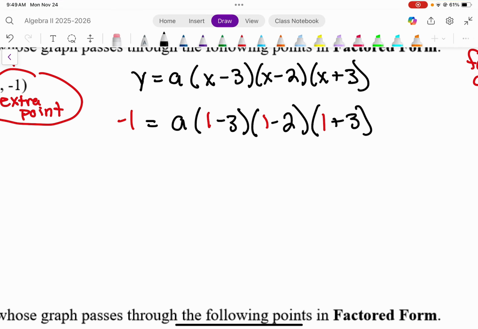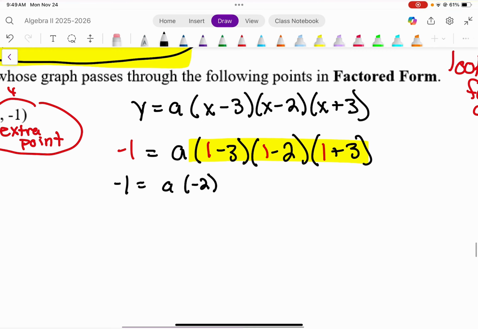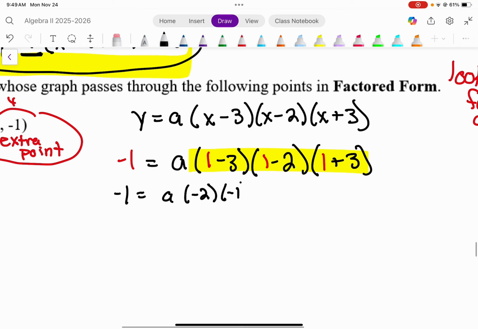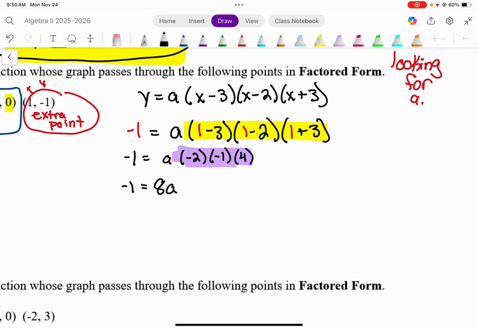Okay. And just like before, we are going to first simplify what is inside the parentheses. So in this one, 1 minus 3 is negative 2, 1 minus 2 is negative 1, and 1 plus 3 is 4. And we're going to multiply those all together, and these become our coefficient of a. So negative 2 times negative 1 is 2, times 4 is 8. So we'll have 8a equals negative 1.